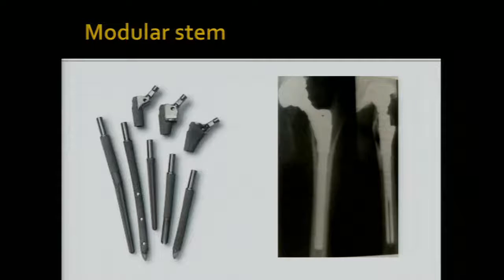A modular stem is another option that will allow the surgeon to fit the proximal and distal parts of the femur separately, and then will allow the surgeon to adjust the version of the femur.